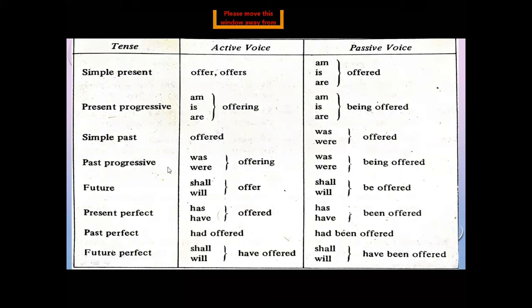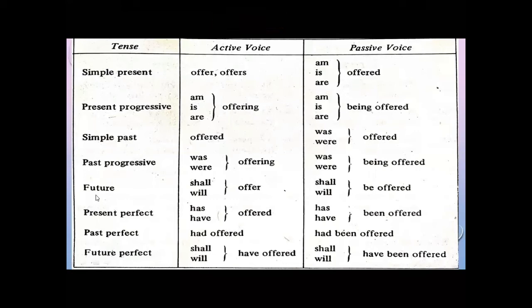Then past progressive tense, meaning past continuous tense. The active voice is was or were offering, depending on the subject: she was offering or they were offering. When we change into passive voice, was being or were being is the auxiliary verb. So we would say they were being offered, and she was being offered. And we will tell you more in the next exercise.